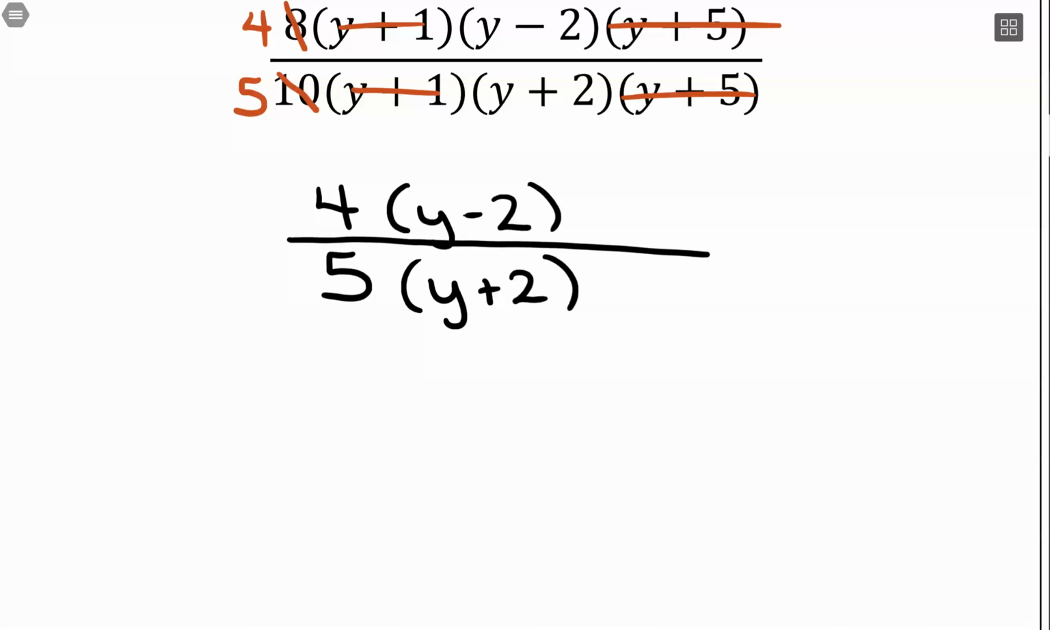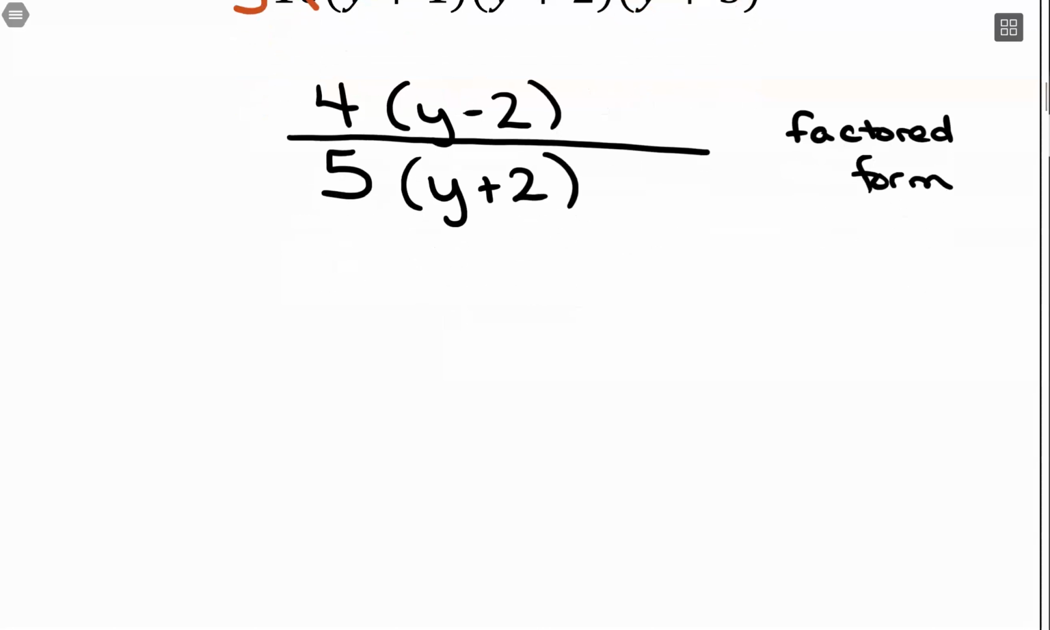Now with this, and we can do this in multiple stages, but when you get here, just double check in its factored form. That's what this form would be called here. So in this factored form, is there anything to cancel? Which there isn't. We could leave it in this factored form, or we could simplify it out by multiplying. So this would be the same as 4y minus 8 over 5y plus 10.